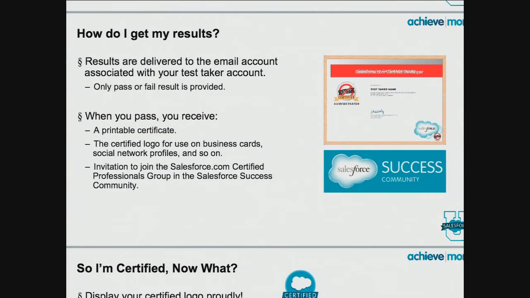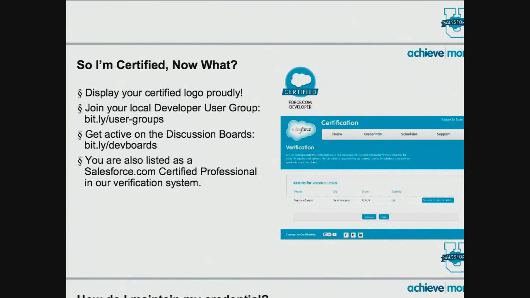Let's see what else here. You can display the logo. Oh, by the way, we've got new branding logos. You might have noticed we have a whole set of new branded logos. They were just released. I just refreshed my business cards 2 weeks ago with the old logos, so now I've got to do it again, but that's okay. It's well worth it. User groups, get on board the discussion boards.